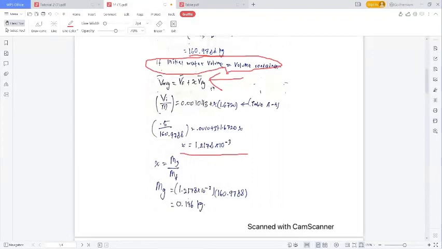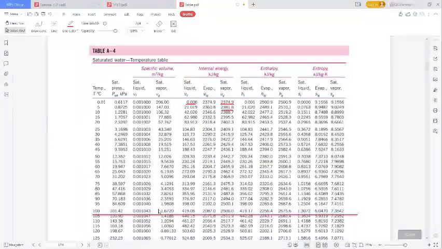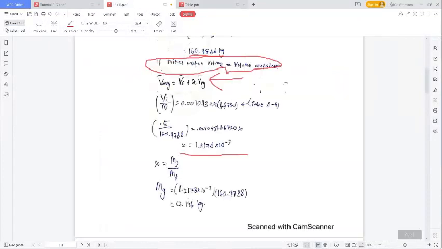Vfg is just Vg minus Vf. This value is 1.6720 minus 0.001043, you will get 1.6710, if I'm not mistaken, times its quality. Then you will get the quality equal to 1.2178 times 10 to the power of negative 3.